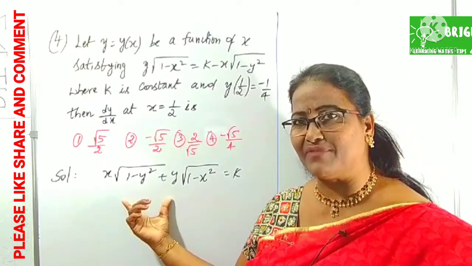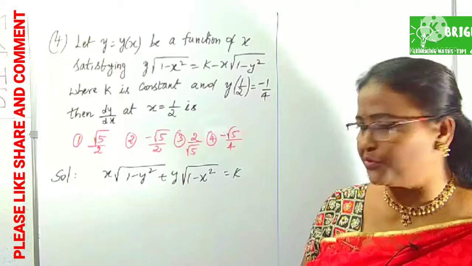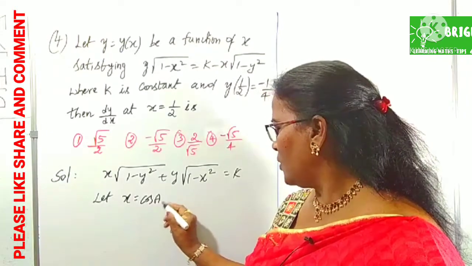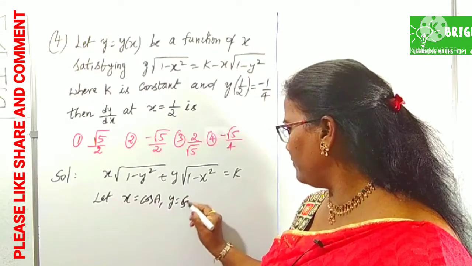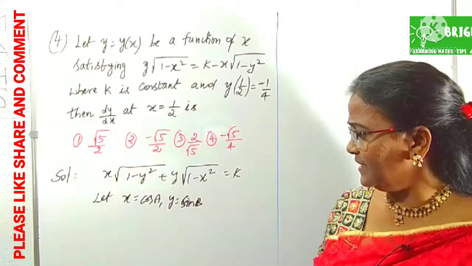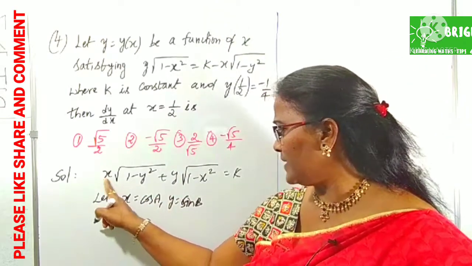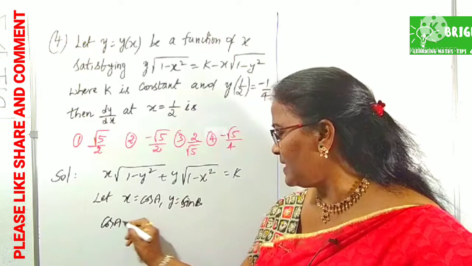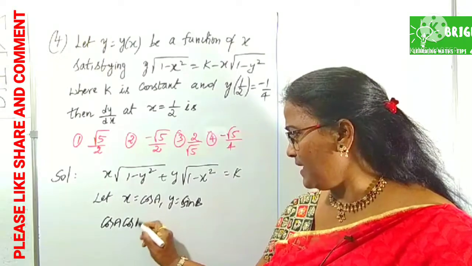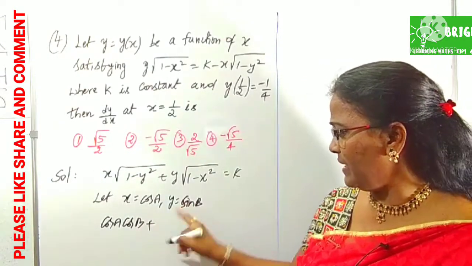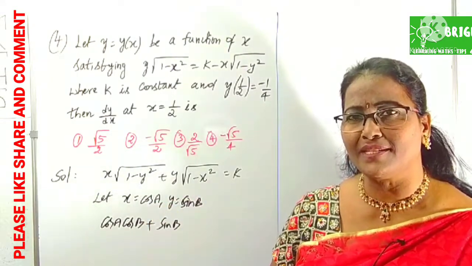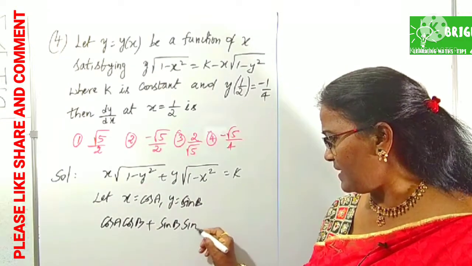First I will simplify this function by the substitution method. What is the substitution? I will substitute x is equal to cos A, y is equal to sin B. If you take that, what happens? x is equal to cos A, y is equal to sin B. If you substitute here, this equation becomes what? x, that is cos A, into root over 1 minus sin square B. 1 minus sin square B is what? Cos square B, under root means cos B. Clear? Plus, in the same way, y, that is sin B, into root over 1 minus cos square A. 1 minus cos square A is sin square A, under root sin A, is equal to k.